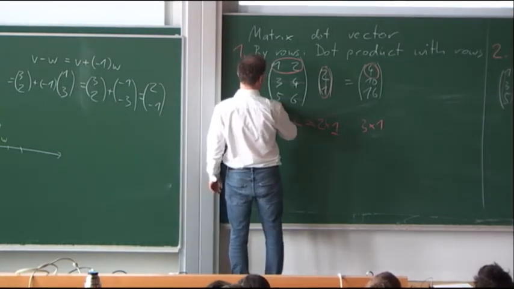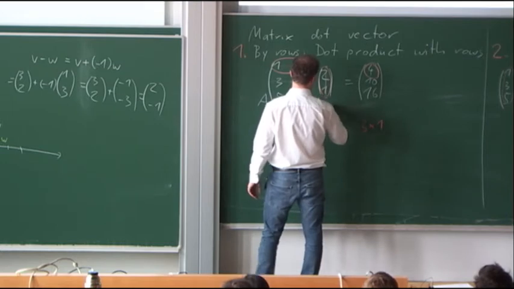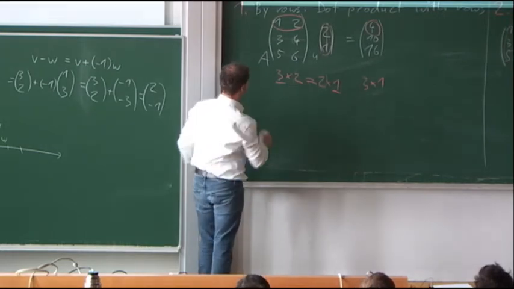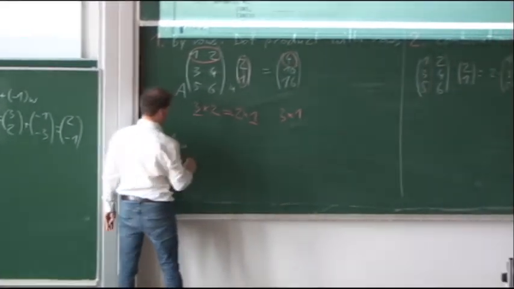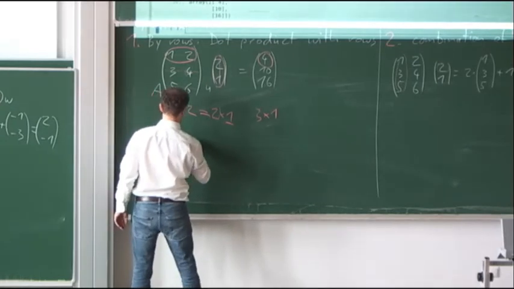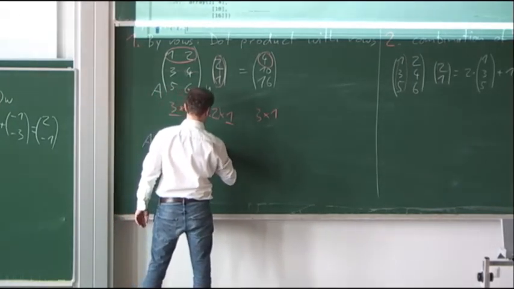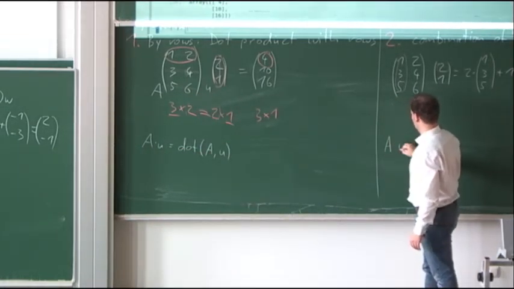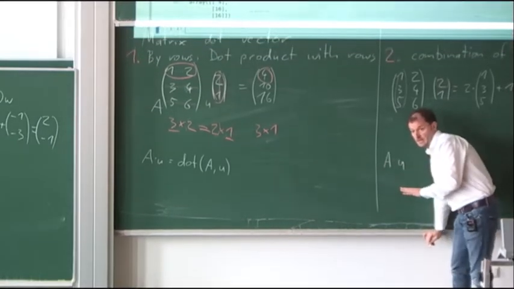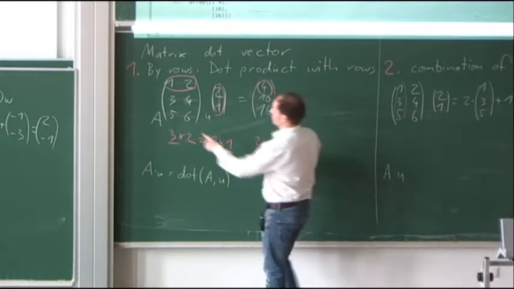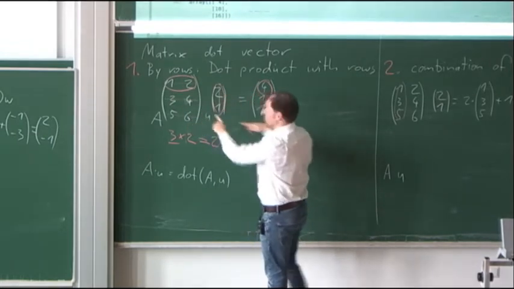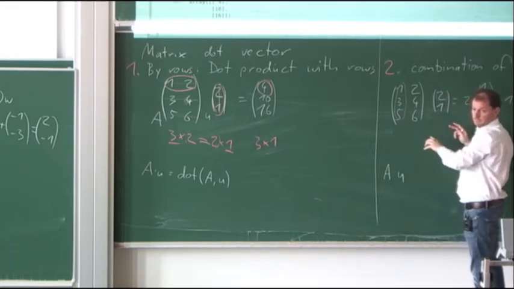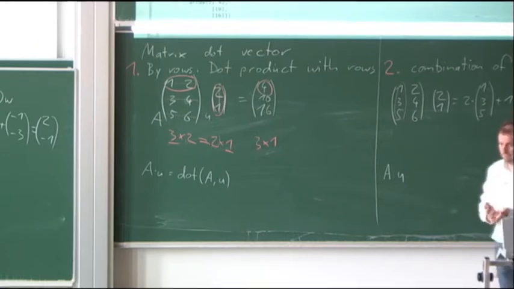So let's call this A, and this we call U. Both calculations will be A dot U, or in Python, dot AU. It's just the way that you think about the calculation that is different. Here you think about the calculation as the dot product between the rows and the vector. And here you think about the calculation as calculating a weighted sum of the columns. But the calculation is the same and the result is the same.